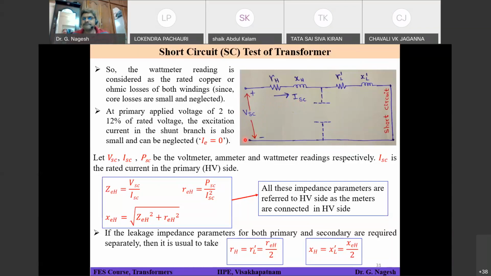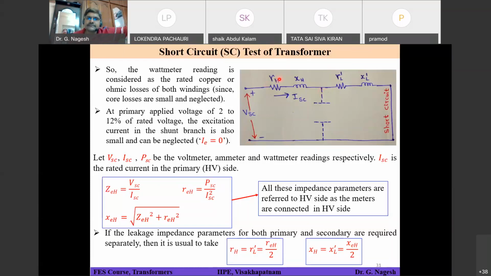Is it clear? Yes sir. No sir. Sir, didn't get it. So what is the doubt? Sir, in this circuit, is this the left hand or the right hand? In primary or secondary? This is the equivalent circuit referred to primary.